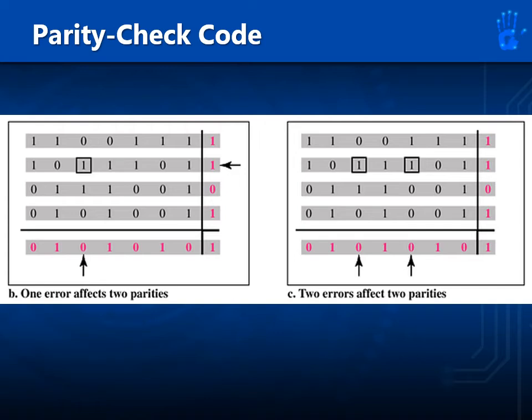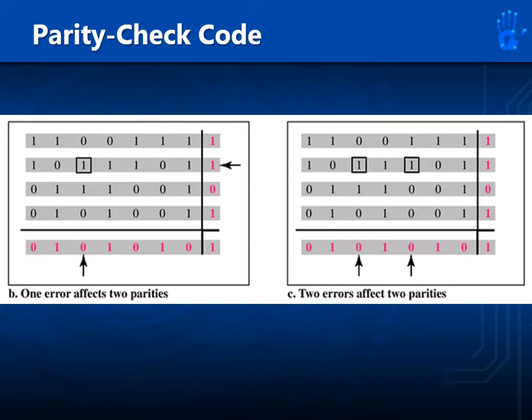Now let's take a look at what will happen if there is an error for the two-dimensional parity check code. When there is only one error, it can be detected and it can actually be corrected. As you can see, if only one error occurs, then it will affect two parities. So we can detect what bit the error occurred in.